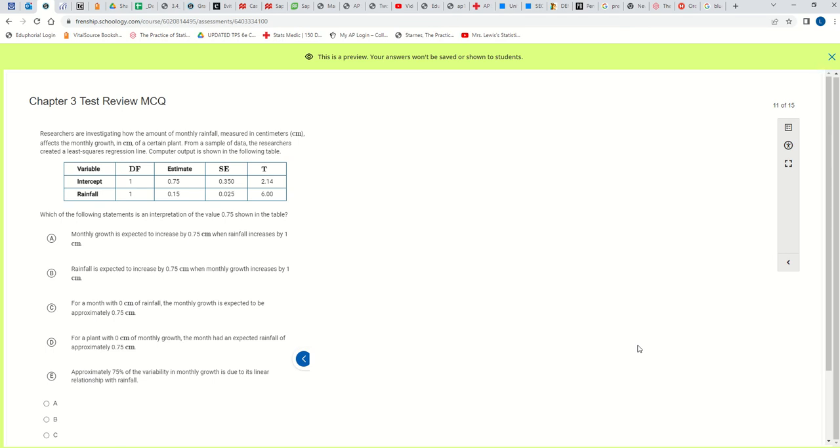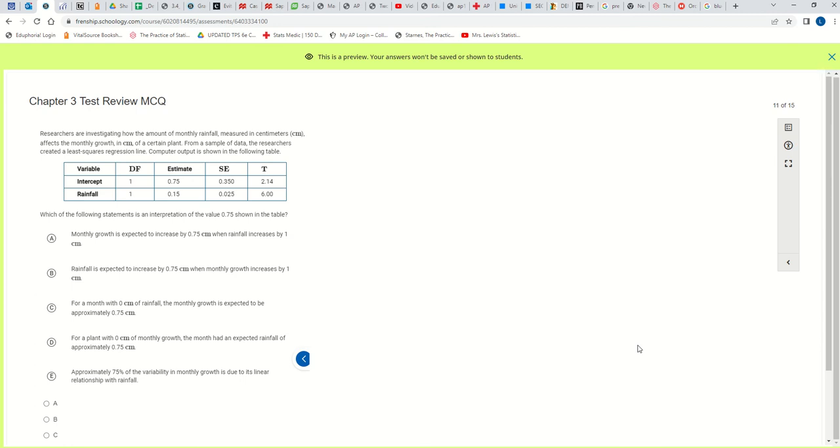Researchers are investigating how the amount of monthly rainfall measured in centimeters affects monthly growth in centimeters of a plant. From a sample of data, the researchers created a least squares regression line. Computer output is shown. Which of the following statements is an interpretation of the value 0.75? Is 0.75 the y-intercept or the slope? It's the y-intercept.